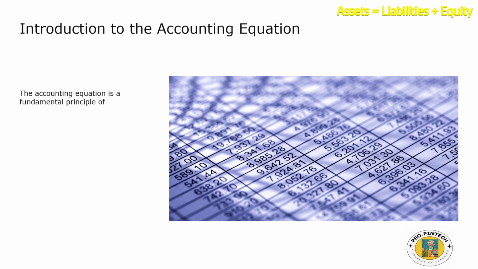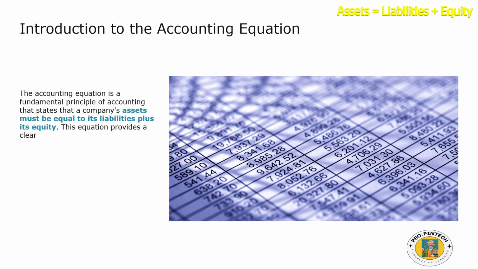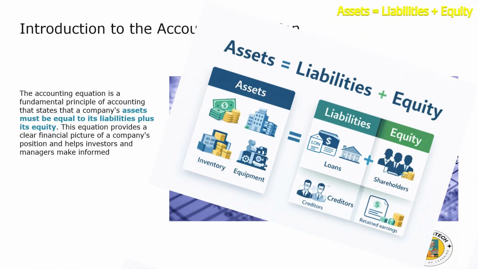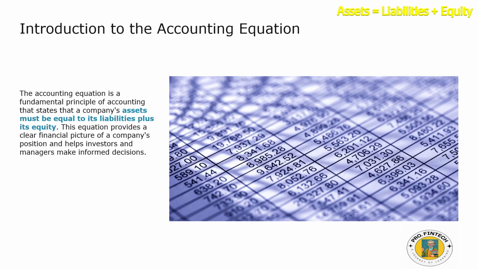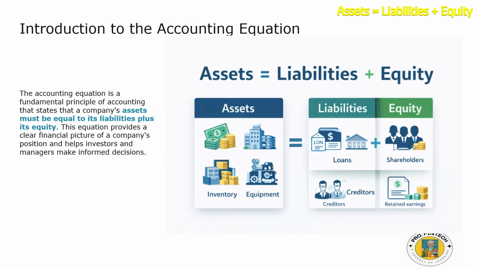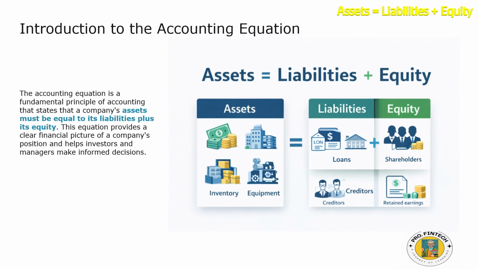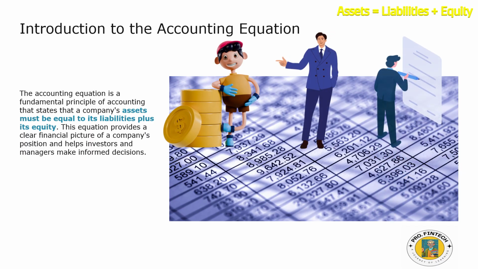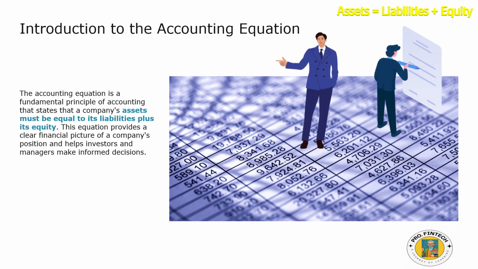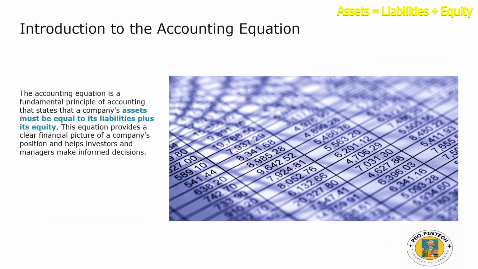The accounting equation is a fundamental principle of accounting. It states that a company's assets must always be equal to its liabilities plus its equity. In simple terms, everything a company owns, its assets, is financed either by borrowing money or by the owner's investment. This equation provides a clear financial picture of a company's position at any point in time. It helps investors, managers, and analysts understand how resources are funded and how stable the business really is.